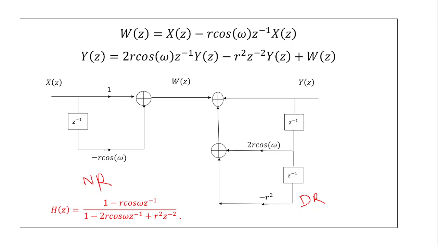Here you have Z power minus 2, so you have two delays, right? Always this value will be 1 irrespective of anything. Then you have your sign change. For Z inverse the value is minus 2r cos omega, so with the sign change it becomes 2r cos omega. And for Z power minus 2 it is plus r square, so it becomes minus r square. So this is the shortcut method to draw the structure directly.